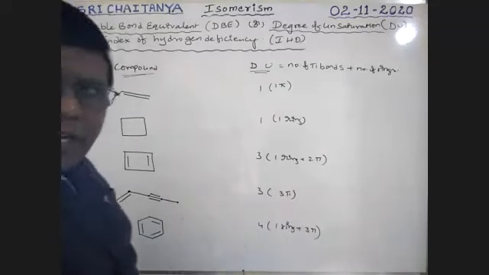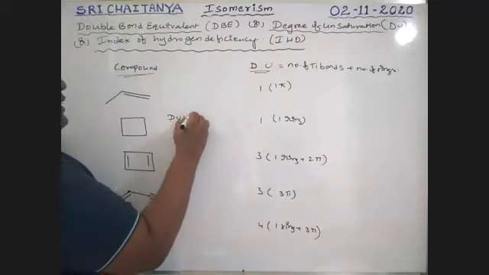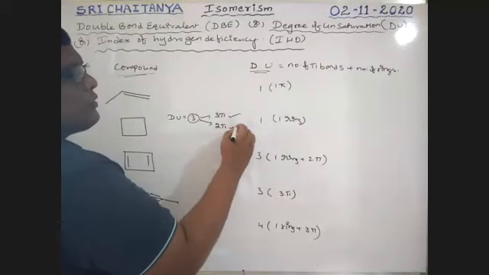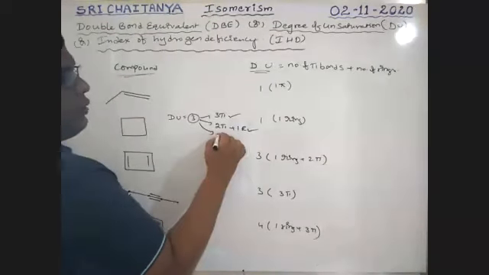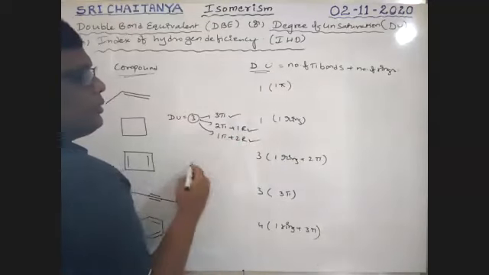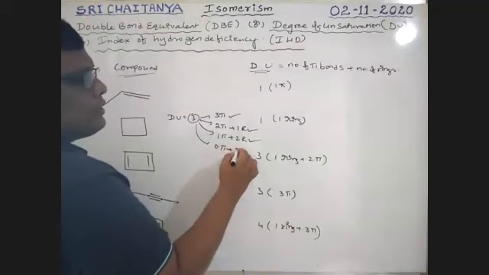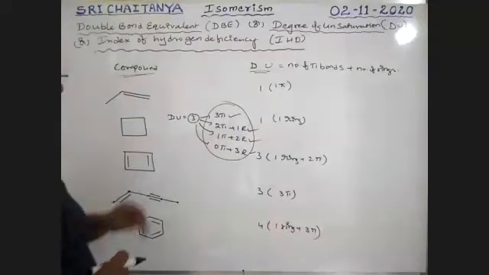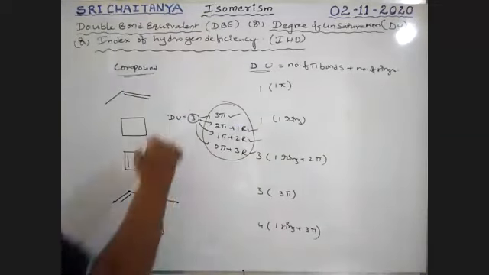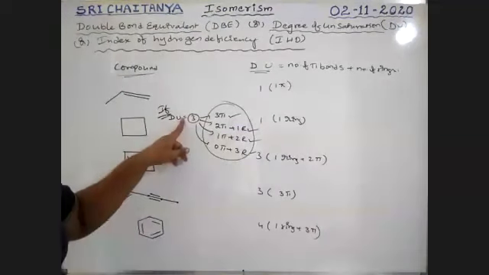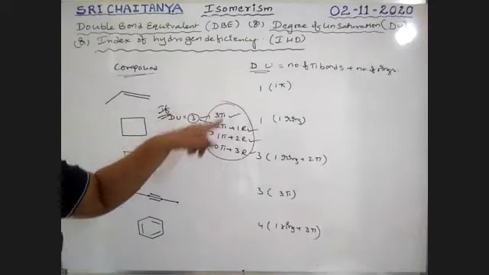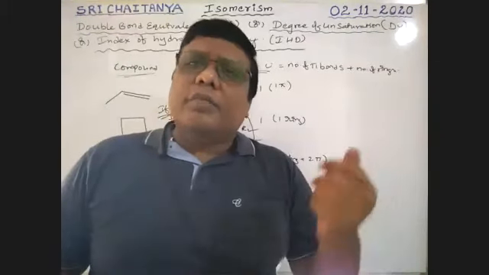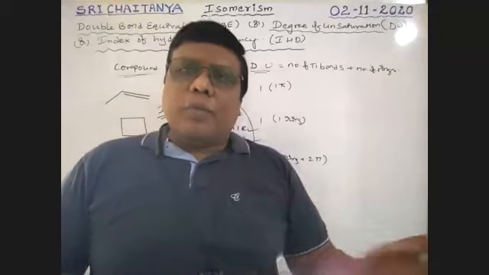Boys, please note. If degree of unsaturation is equal to 3, it means 3 pi bonds are possible, or 2 pi bonds plus 1 ring, or 1 pi bond plus 2 rings, or 0 pi bonds plus 3 rings. All these are accepted if degree of unsaturation is 3. So if you know the degree of unsaturation, it is the way to identify whether the compound has ring structure or not.